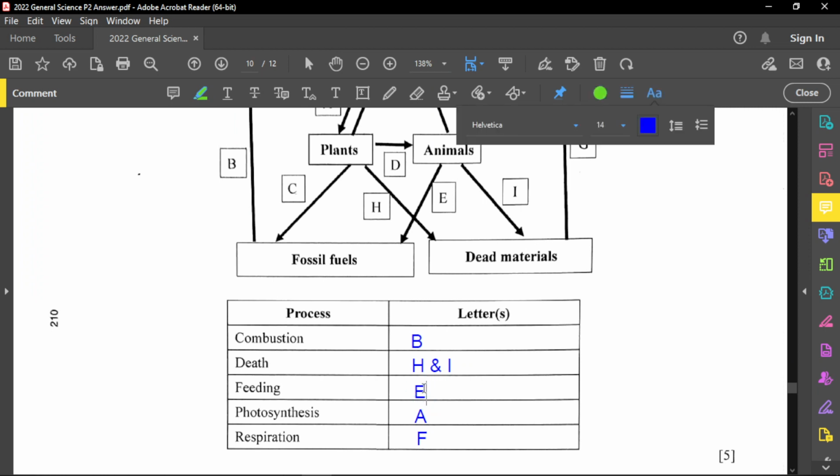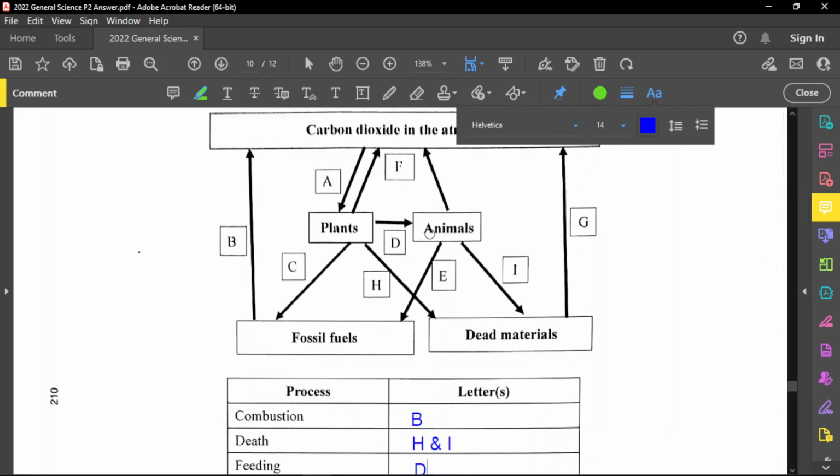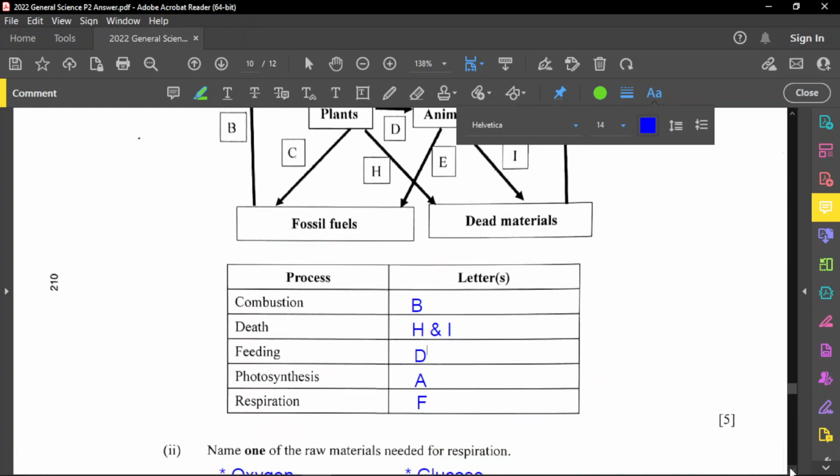I made this mistake. This is supposed to be D. Feeding is D, so it's not E. All right, so feeding, again, is the animal eating the plant. So the arrow moving from the plant to the animal, that's definitely feeding. All right, so let's go to the next one now.